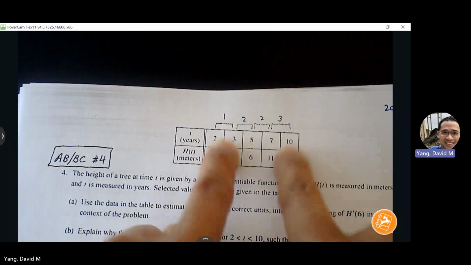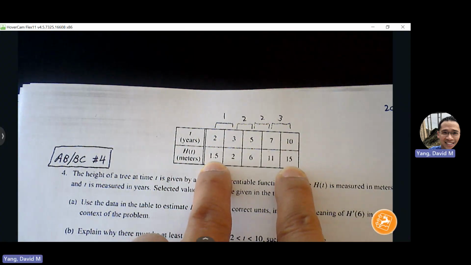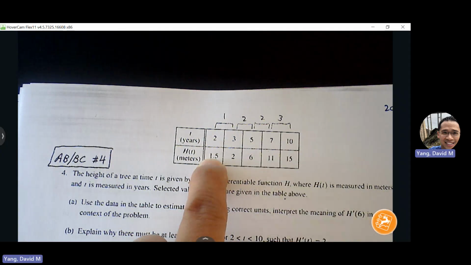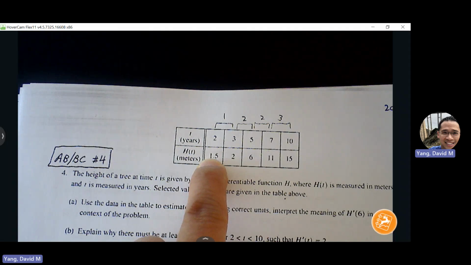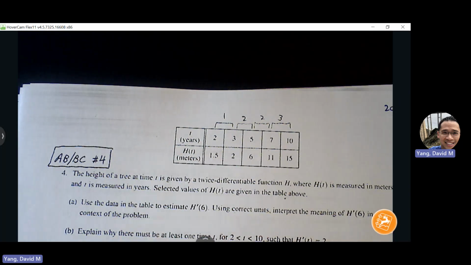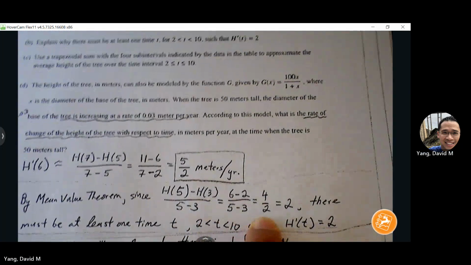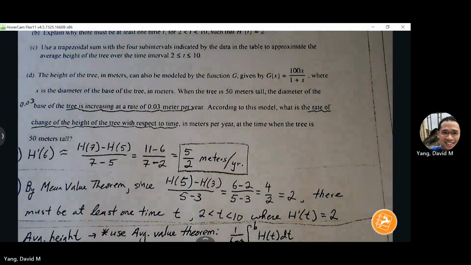See if you can determine what the slope is. Because whatever the slope is between 2 and 10, I know the graph is going to actually reach that specific rate of change somewhere along the path. So by mean value theorem, since my h of t is continuous and differentiable, I didn't state that, but I should have.